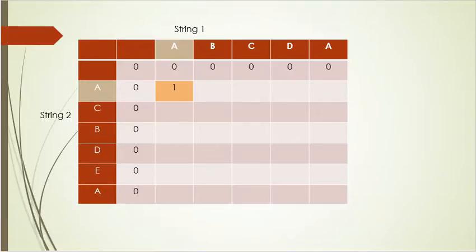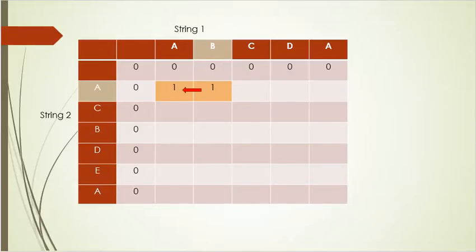Now match character A with the character B. It's not a match, so we'll take the maximum from this 1 or 0, that is, from the upper side or the left side. We get the maximum, and I'm pointing out this arrow, which shows where I got this value from. I got this value from this one, so I put an arrow. That means I'm putting just 1.